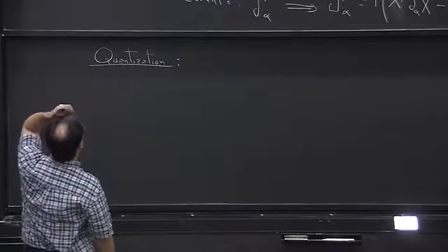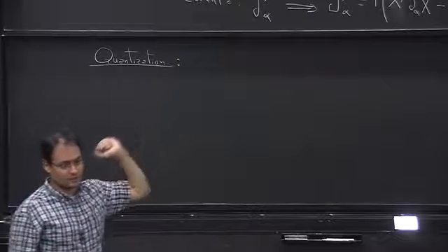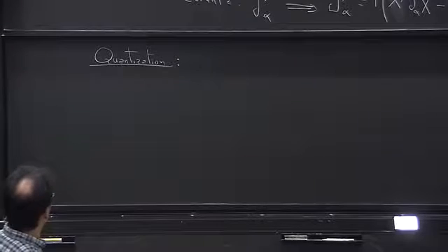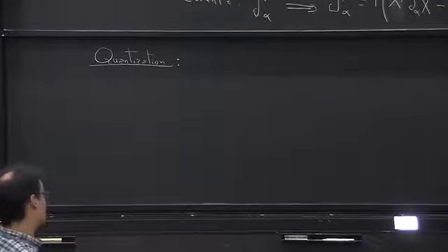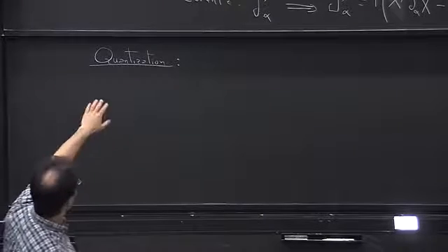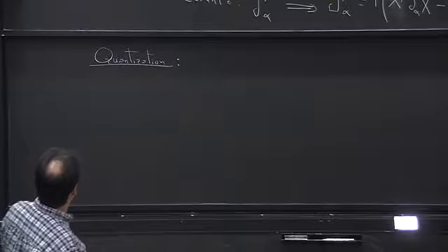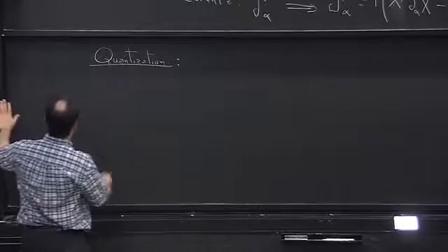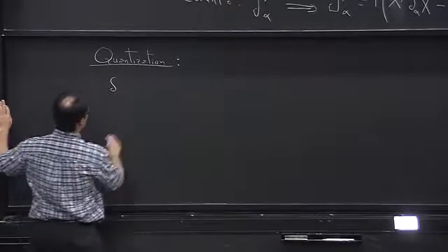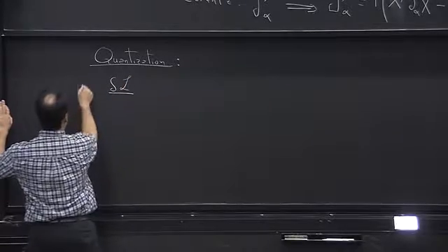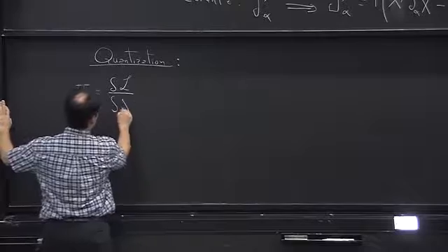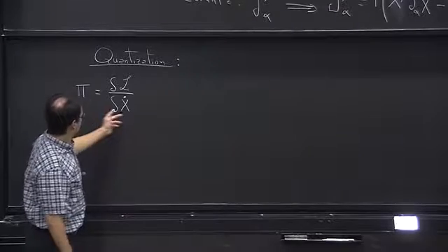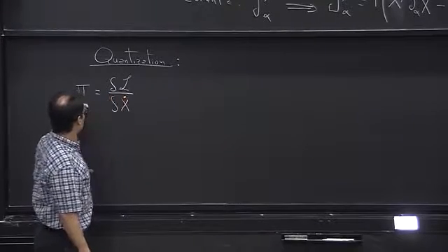So how do we quantize this thing? Well, it's a quantum field theory, really, right? If it was the case of a particle, just like we did at the beginning of the second lecture, we would have some quantum mechanical system. But since we're doing the string, we have a quantum field theory in two dimensions. So in that case, usually in quantum field theory, we define the momentum conjugate of the field X to be something like this, okay?